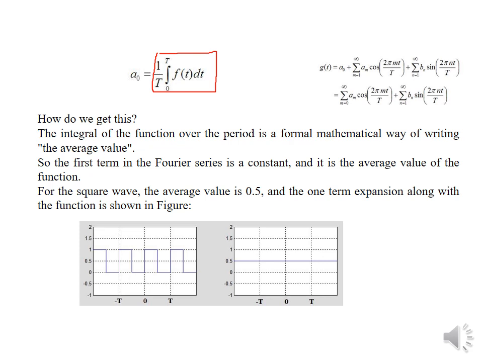So let's see an example. We have a square wave here, and the value is oscillating between 0 and 1. So the average value is this one. If this function is g of t, what would be the value of a0? This would be 0.5. These are the constant values, the constant coefficients of the Fourier series.